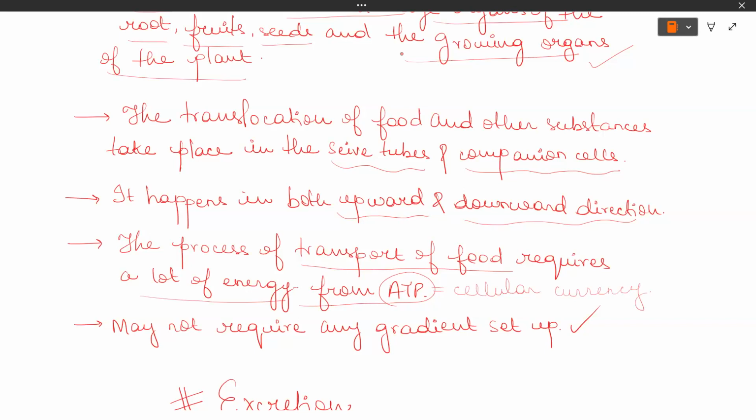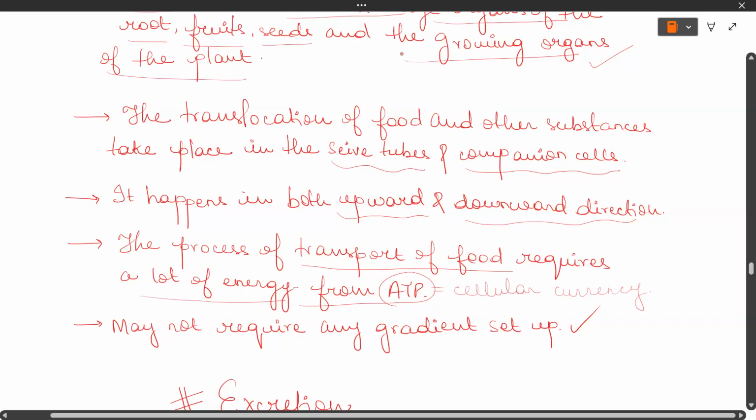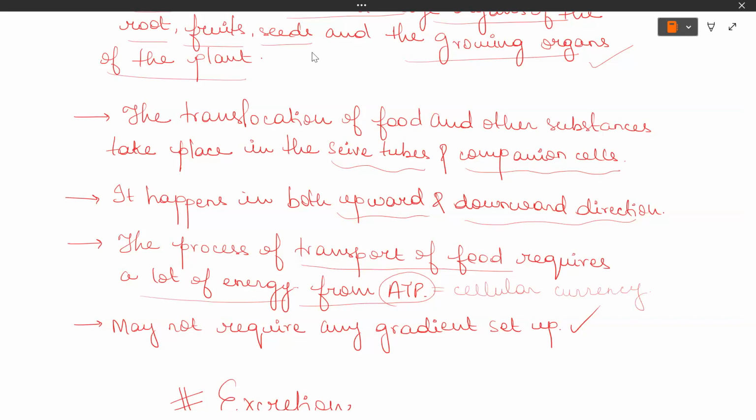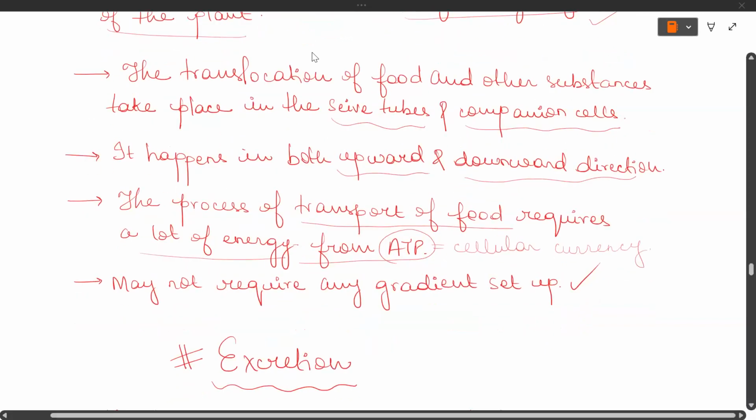Ma'am, for humans, one ATP contains something around 36 or 37 point something joules of energy, right? For humans. Yes, it contains.